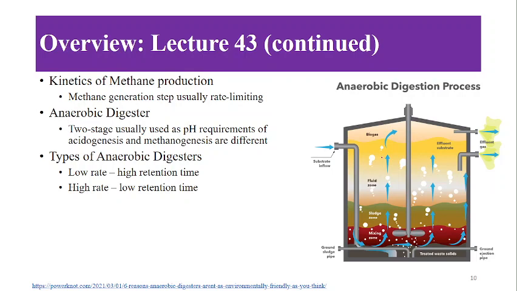The kinetics of methane production in this anaerobic digestion says that methane generation is usually the rate limiting step. But based on the type of the anaerobic digestion or the process conditions, different steps, which can be hydrolysis or acidogenesis, can also be rate limiting. One needs to consider that as well.